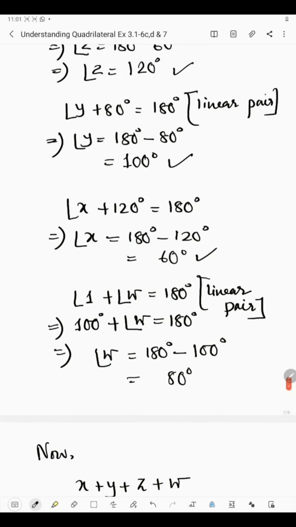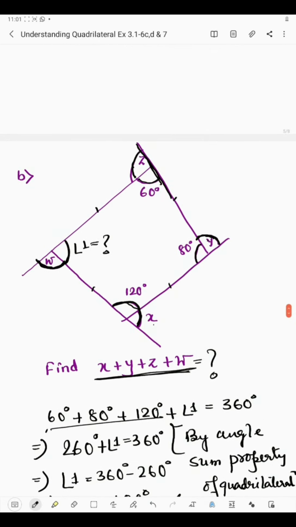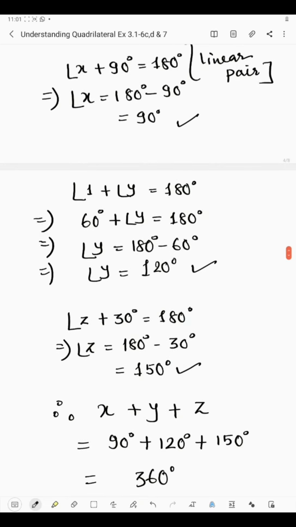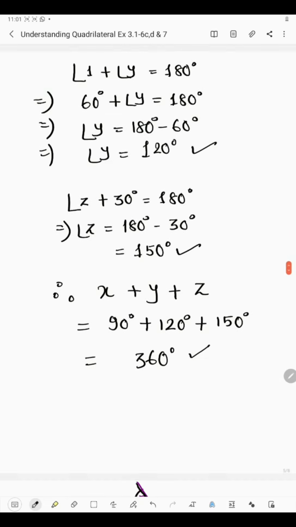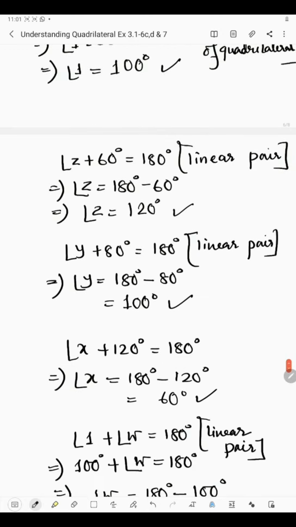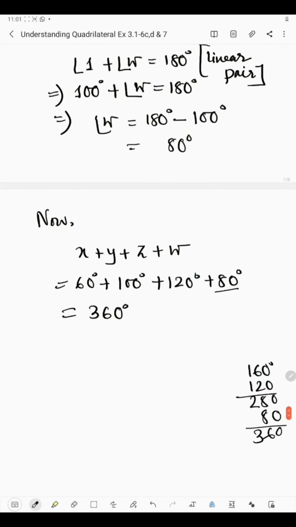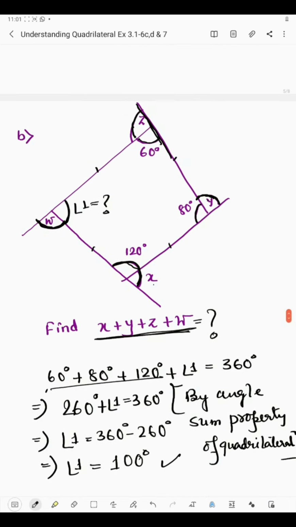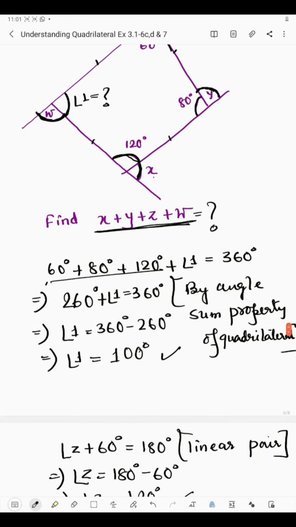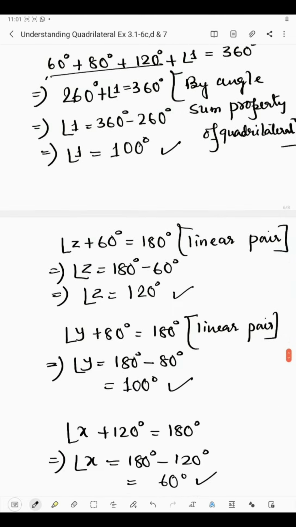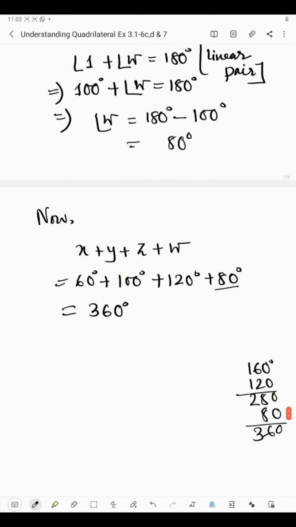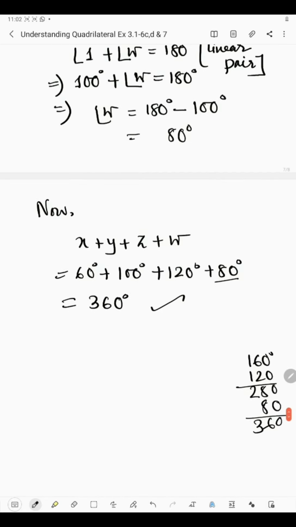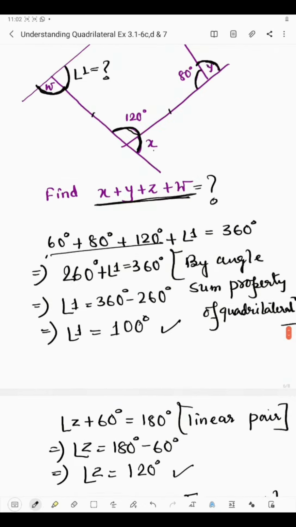So the sum of exterior angles is 360 degree. From this we have understood that in the first part the sum of exterior angles is 360 degree, and in the second part also the sum of exterior angles is 360 degree. So we can conclude that whatever the polygon, whether it is 3-sided, a 4-sided quadrilateral or a 5-sided pentagon, the sum of exterior angles is always 360 degree. Okay, so this was all about question number 7. Thank you, students.